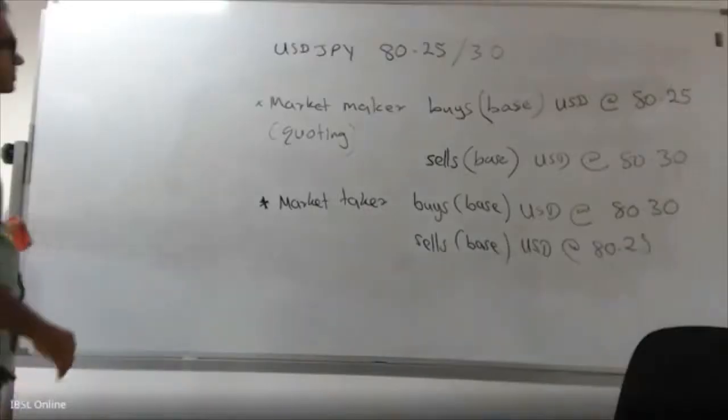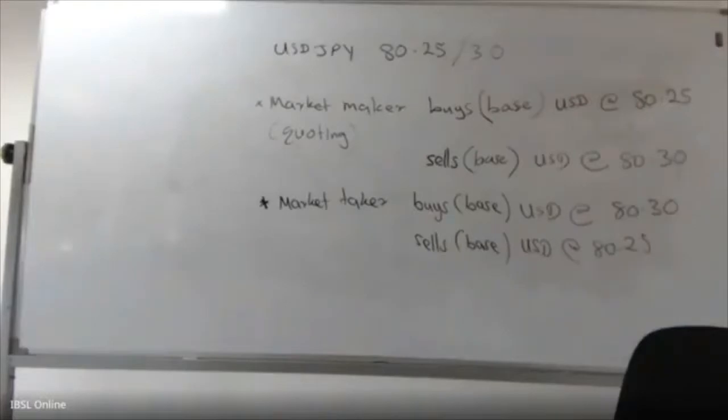Okay. Let's see. Excuse me, sir, that market taker buys the USD at 80.30 and sells at 80.25, which means there's a 0.05. Is he making a loss on that in that case? If you do the same with the same party at this cost, buy and sell, yes. Okay. So you are paying the spread. As a market taker, you always pay the spread. Market maker earns the spread. Market taker pays the spread.